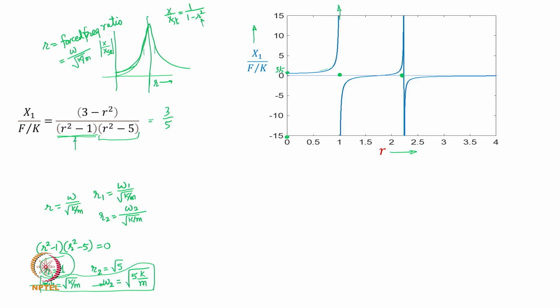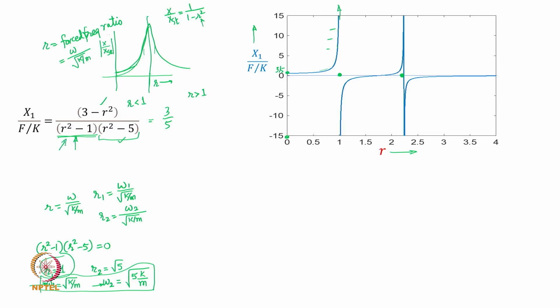So when r is less than 1, this is positive and this is positive, so all the responses are positive. Just look at this. When r is less than 1, the numerator is positive, the entire denominator is also positive. But when r is greater than 1, what happens?